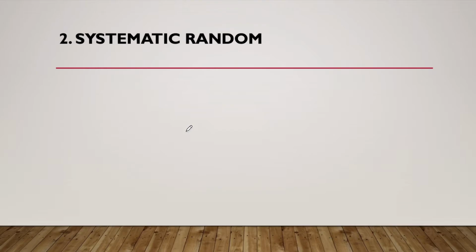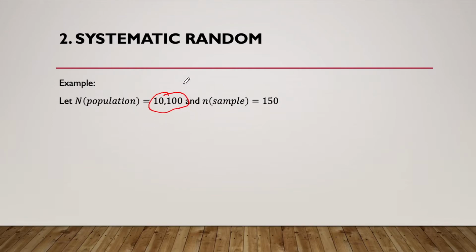Now, I'll give you an example. For instance, we will let our population be 10,100. Let's say these are individual people, human beings, and our sample n will be 150. So we will only need 150 out of the 10,100. This is very helpful, because instead of interviewing or surveying 10,100 people, we only need to survey 150.